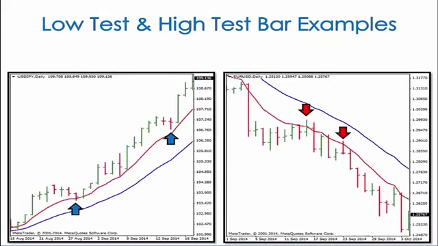Now, here we've got a side-by-side comparison of these two. We've got the low test bars on the way up, and we've got the high test bars on the way down. So you can see the correct scenario for you to be using them. Now, this is quite good for you to look at because on the way up here in this upward trend, these aren't just low test bars.